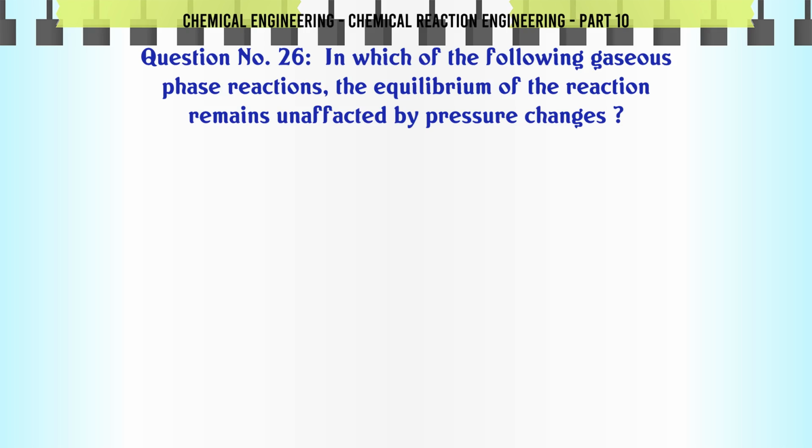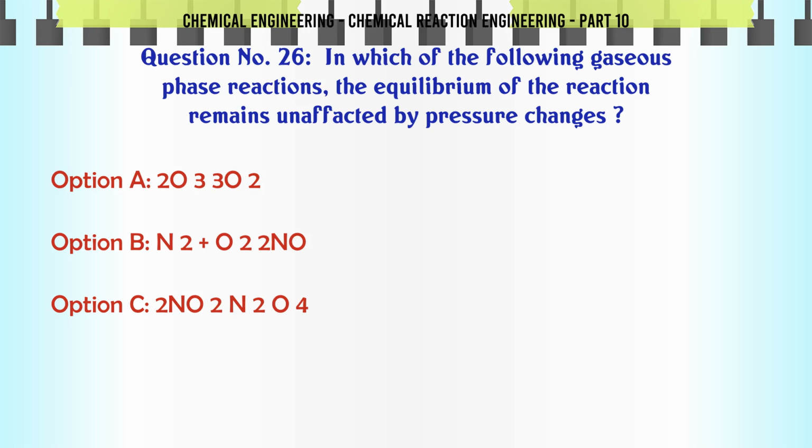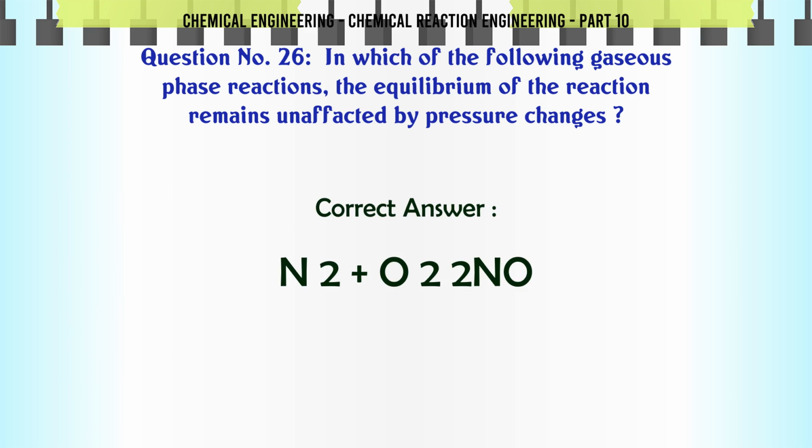In which of the following gaseous phase reactions does the equilibrium of the reaction remain unaffected by pressure changes? A. 2O3 ⇌ 3O2. B. N2 + O2 ⇌ 2NO. C. 2NO2 ⇌ N2O4. D. 2SO2 + O2 ⇌ 2SO3. The correct answer is N2 + O2 ⇌ 2NO.